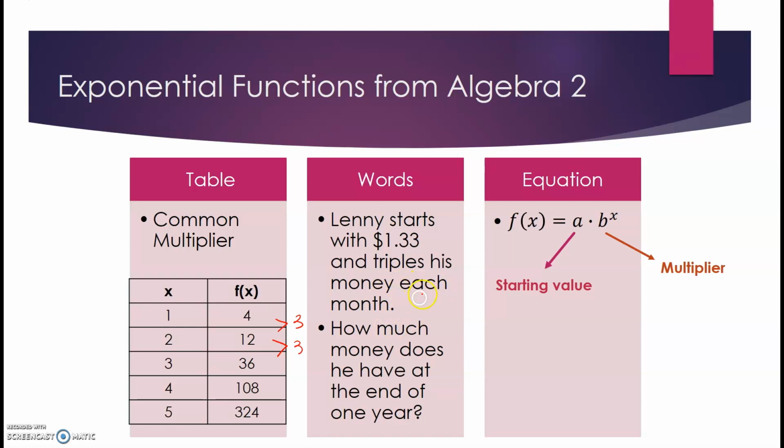When we're looking at words, we're looking at things like it triples, it doubles, it has a half-life, things like that. Those are the words that we're looking for. We're looking for multiplication type of operations in the words. And then this is the typical equation of an exponential. So A is our starting point, B is our multiplier or our common ratio or common multiplier, and then y and x behave the same way.